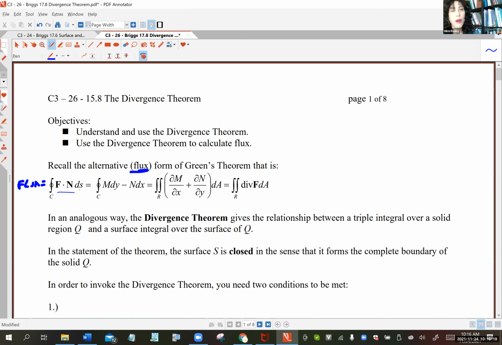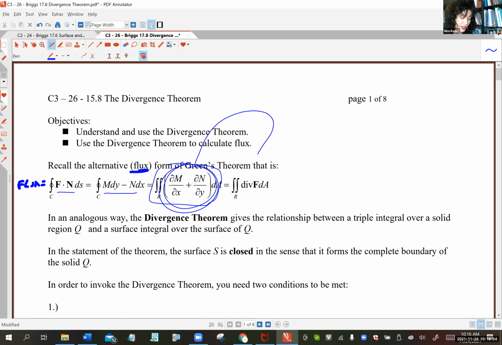And you take the dot product of the vector field with the unit normal vector, but you don't really have to do that because you could just do M dy minus N dx. And that's different from M dx plus N dy. Remember, that was the circulation form of Green's theorem. This one's different. And if it's a closed curve, well, then go ahead and turn it into a double integral, where the integrand is dM/dx plus dN/dy.